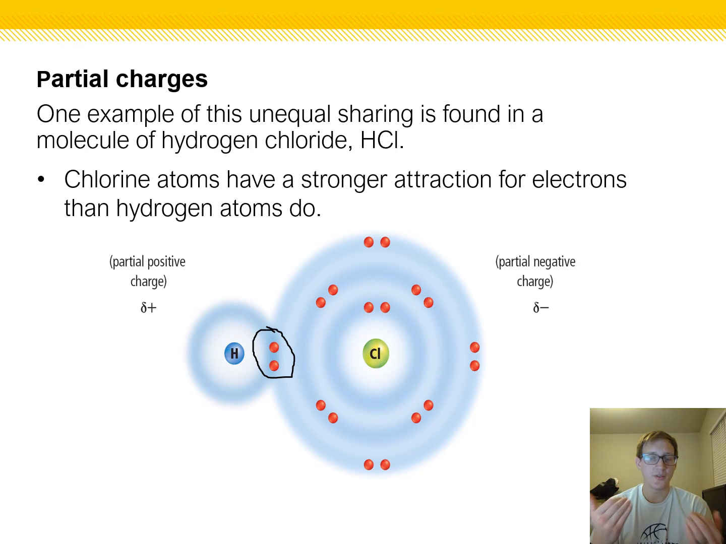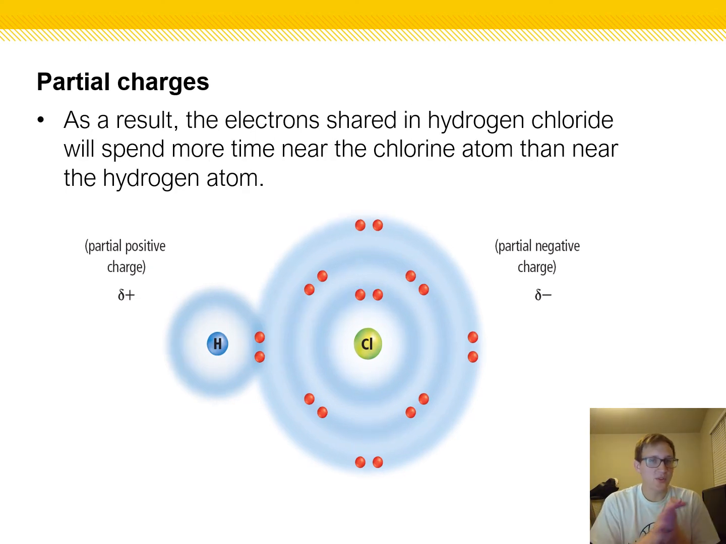Whenever we have this result of unequal sharing, it's what we call polar. Okay, polar. And you can think of that also kind of like when we talked about magnetism, when you have a north and south pole. Whenever you create some kind of charge on one side and charge on the other side, we call that polar when we are talking about atoms. Okay, as a result, the electrons shared in hydrogen chloride will spend more time near the chlorine atom than near the hydrogen atom, which again is why that's going to be negative and the hydrogen is going to be more positive.